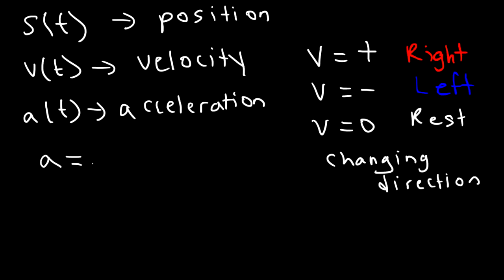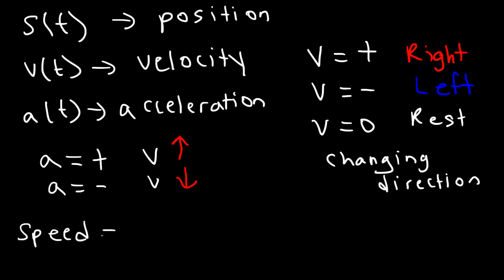Whenever the acceleration is positive, the velocity is increasing. And whenever the acceleration is negative, the velocity is decreasing. So these are some notes that you want to take. Now you need to know how speed is related to velocity and how it's different. Speed is basically the absolute value of velocity. Speed is a scalar quantity, velocity is a vector quantity. Velocity has magnitude and direction, speed only has magnitude.